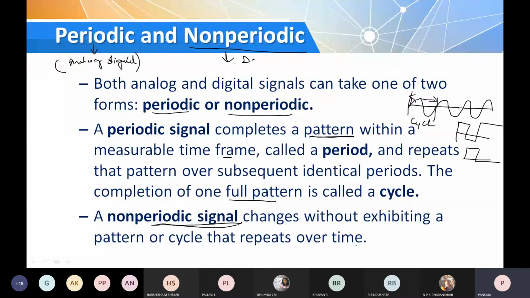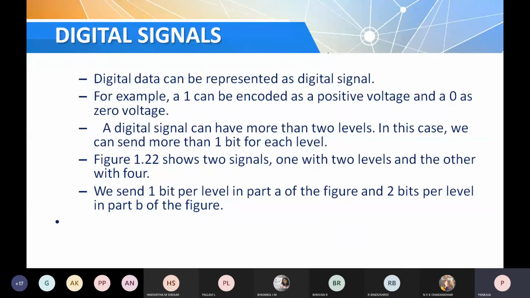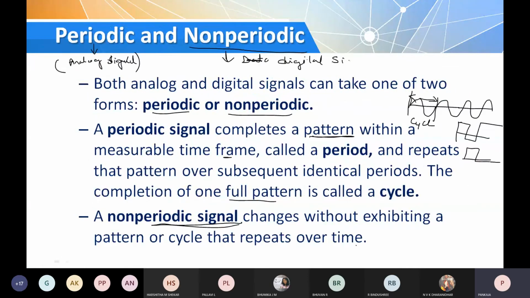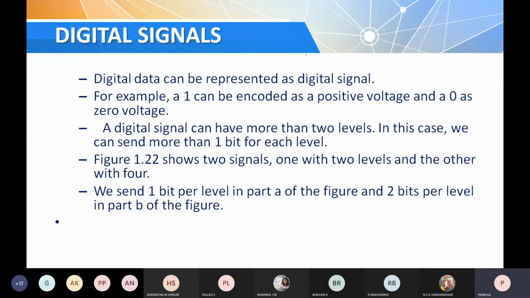Okay, so where digital data, or a digital signal, can be considered to represent the non-periodic signal. Now we'll move on to this in detail to understand how non-periodic signals can be represented.